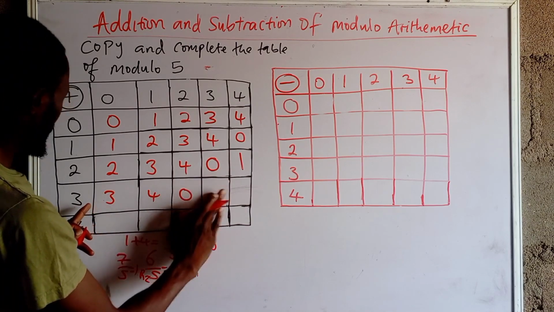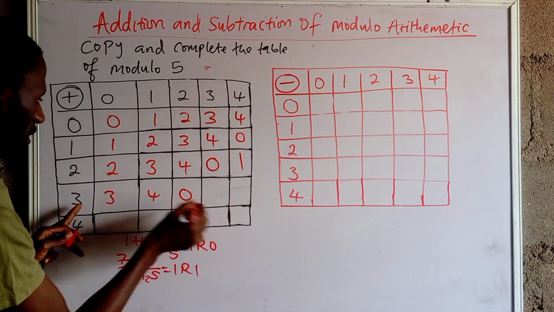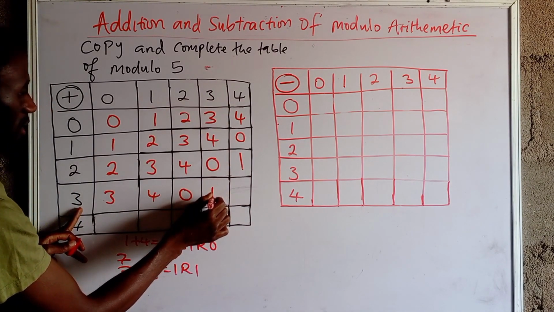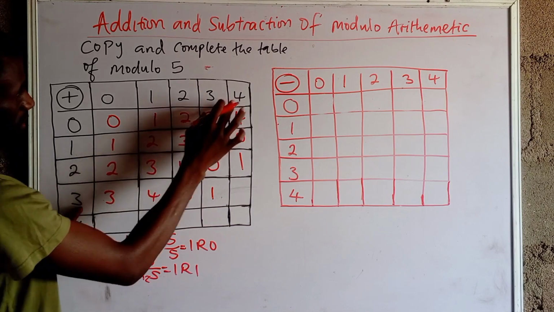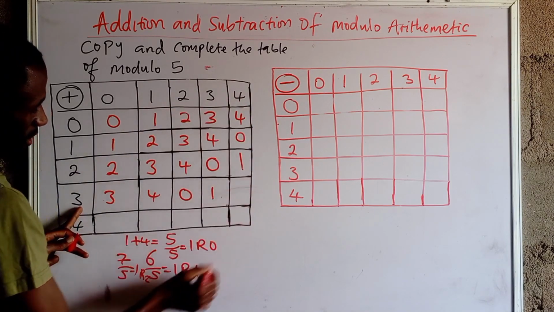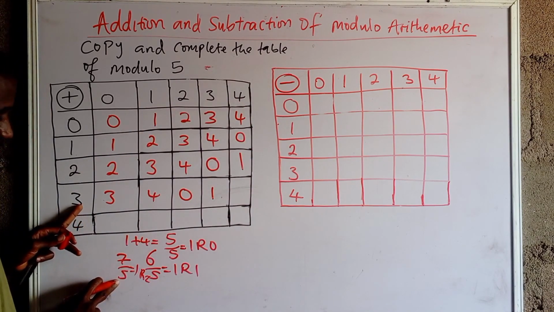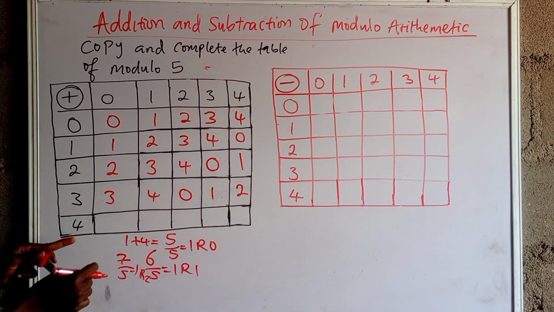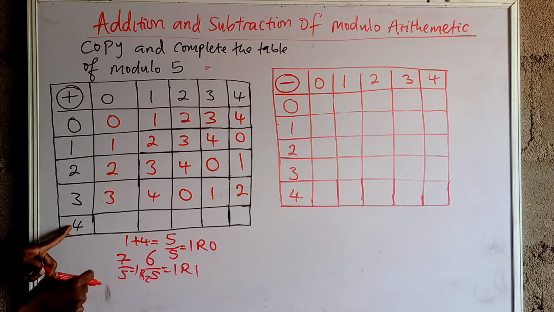That is 3 plus 3, which is 6, so the remainder is 1. 3 plus 4 is 7, and 7 divided by 5 is 1 remainder 2. Here is 2. Then the next number we have is 4.